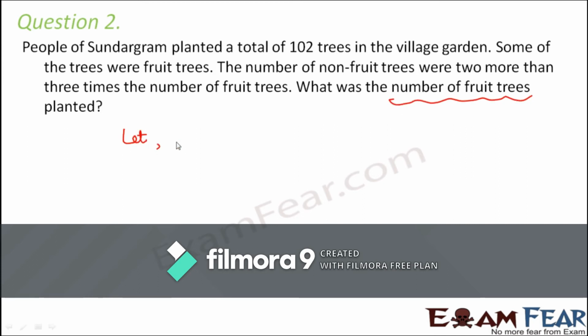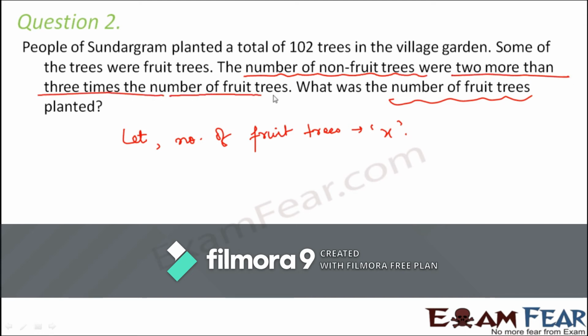So let us assume that the number of fruit trees is x. That is anyways our first step, to assume something that we do not know as x. Now let's make use of the condition that is given. The condition is the number of non-fruit trees is 2 more than 3 times the number of fruit trees. So 3 times the number of fruit trees plus 2 more, that is 3x plus 2. This is going to be the number of non-fruit trees.